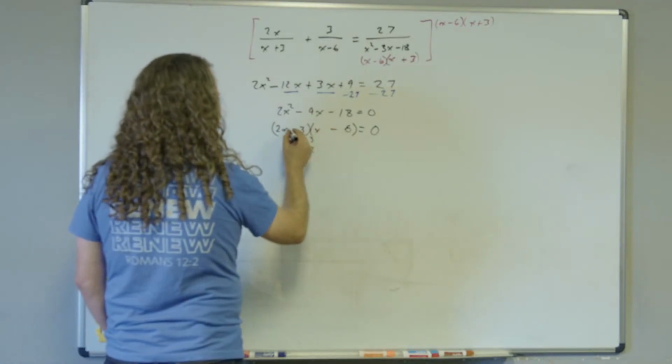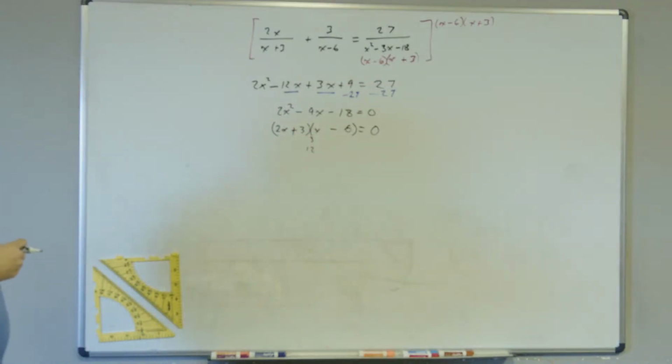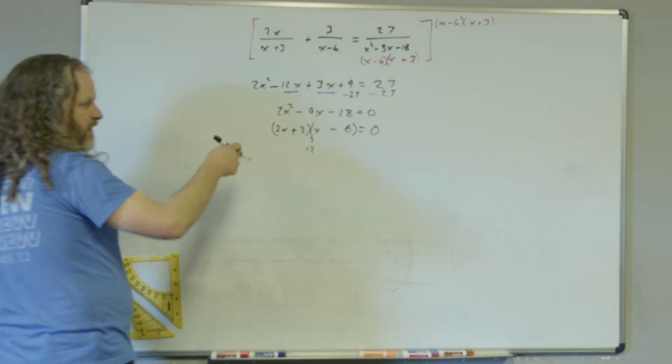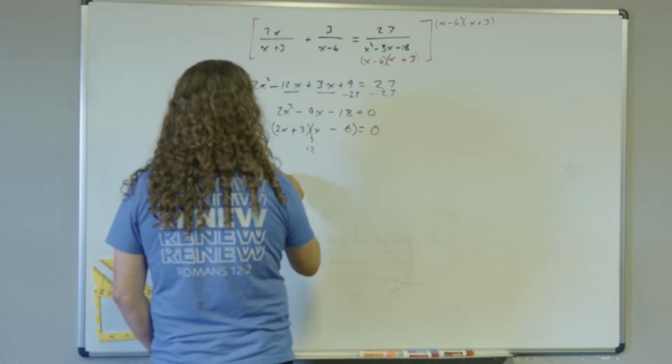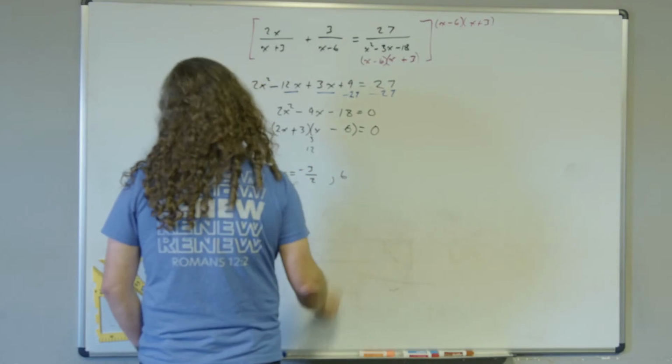So minus and plus. Oh, this problem also has the same lovely thing. So if we solve each one of these factors for 0, set them equal to 0 and solve them, we end up with x equals negative 3 over 2 and 6.